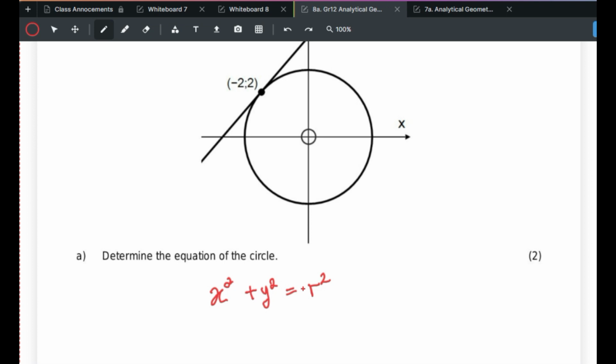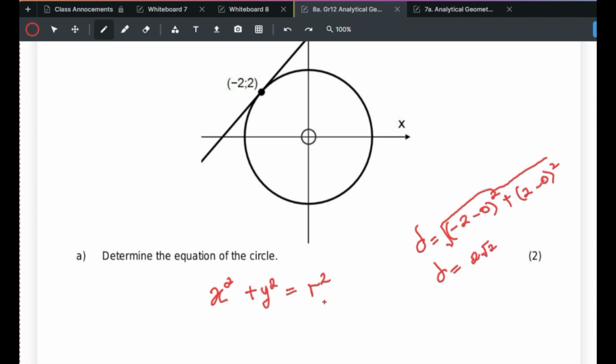So how do we get the r? We get the distance from the origin to the point negative 2 and 2. So you do the distance formula real quick. d is equal to the square root of negative 2 minus 0 squared plus 2 minus 0 squared. What does that give you? 4 plus 4, which is 8. So it's 2 root 2. So your distance here is 2 root 2.